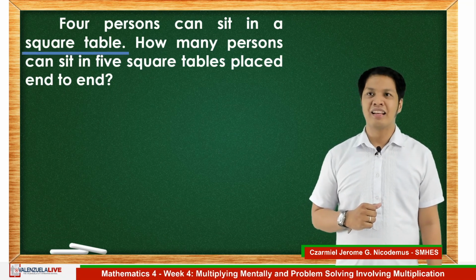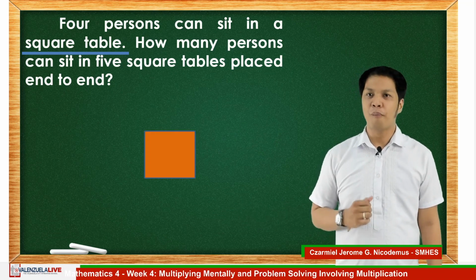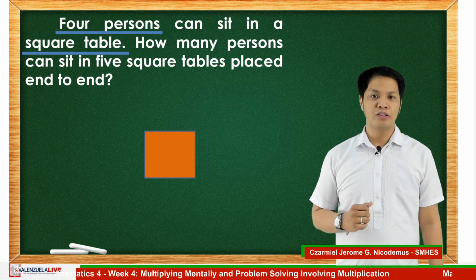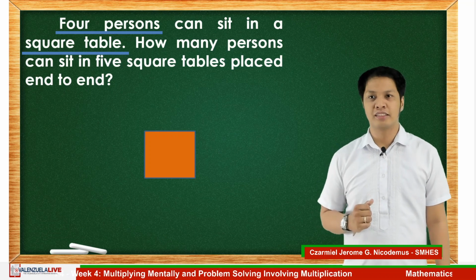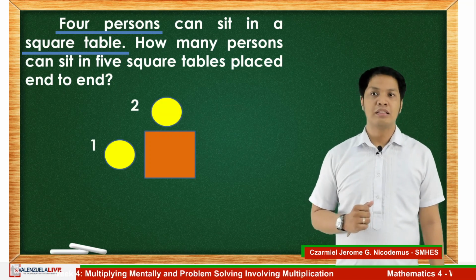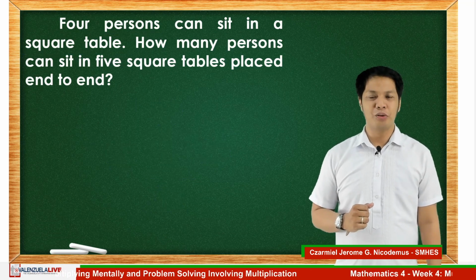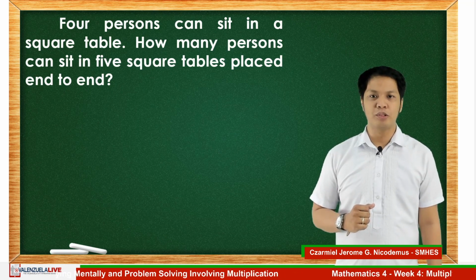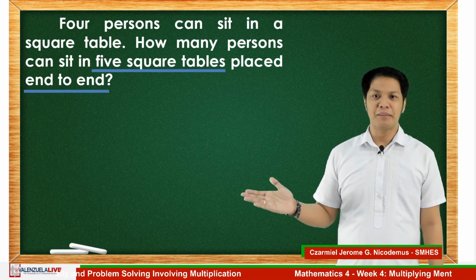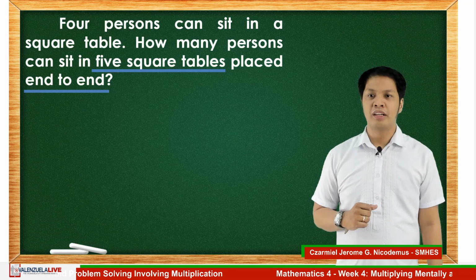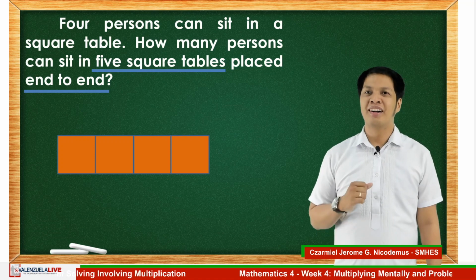We can represent the square table by drawing a square and represent four persons by drawing four circles around the square. So let us draw four circles. 1, 2, 3, and 4. But in this problem, we need to know the number of persons that can sit in 5 square tables placed end to end, or side by side. Let us draw 5 squares side by side. 1, 2, 3, 4, 5.